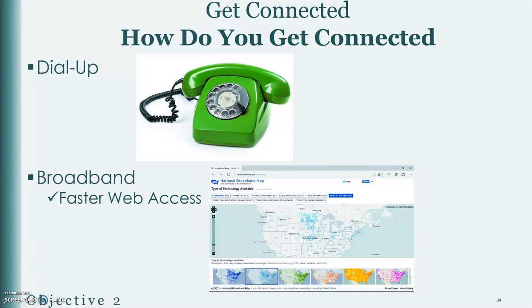All right, so continuing on with getting connected. Dial-up connections use regular phone lines. Dial-up is very, very slow and costs you like 10 to 30 bucks a month.